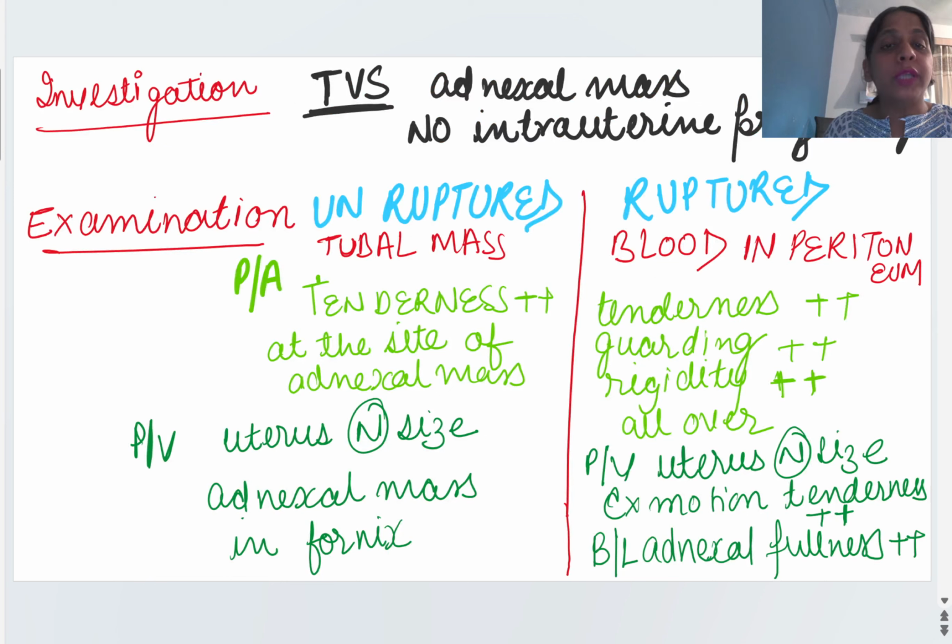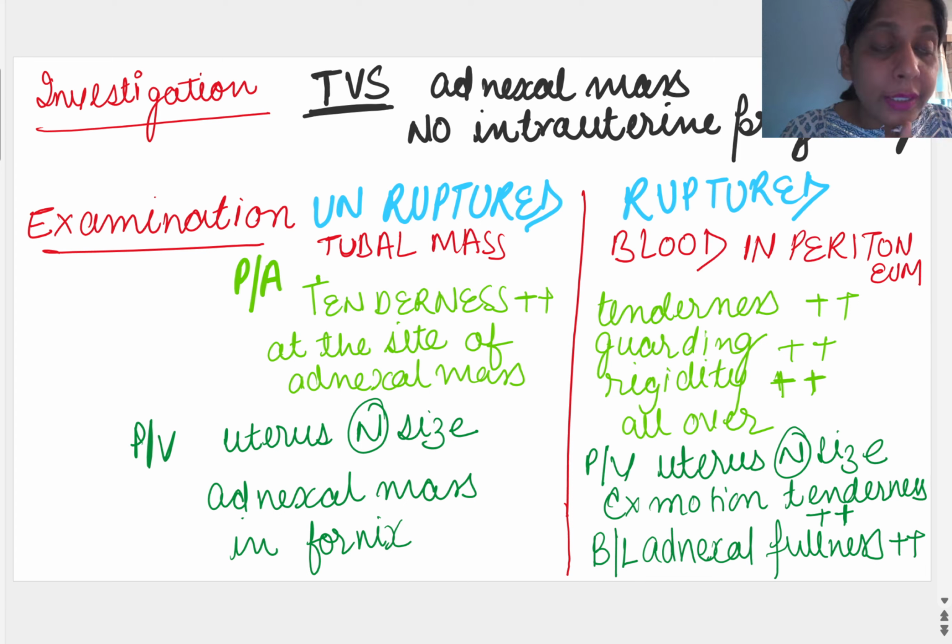The most reliable investigation is transvaginal ultrasound. Please note, it is not abdominal, because small pregnancies are seen very nicely on the vaginal ultrasound. The magnification of the uterus is much better on vaginal ultrasound.